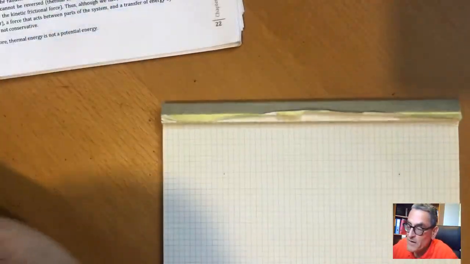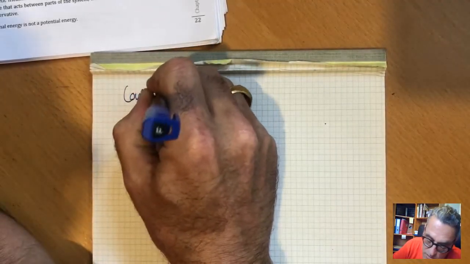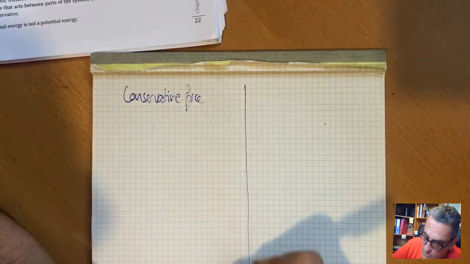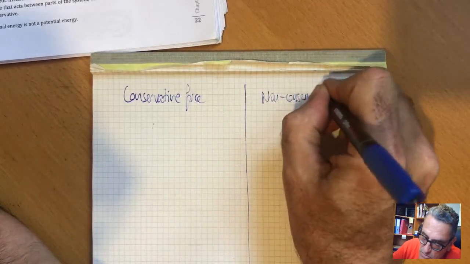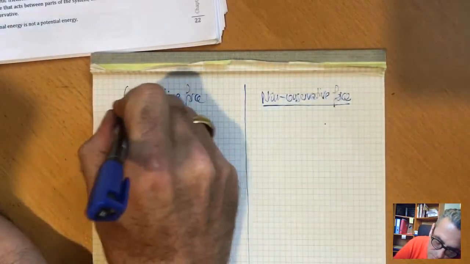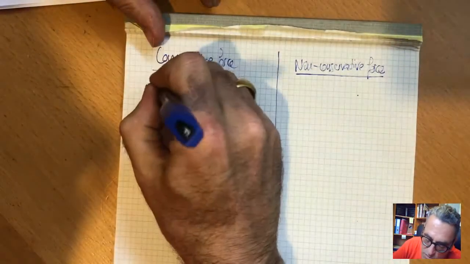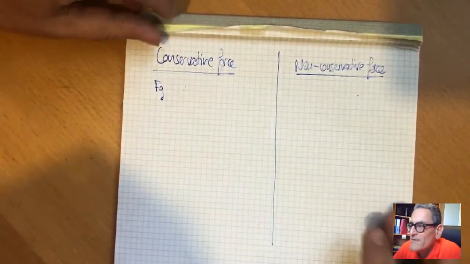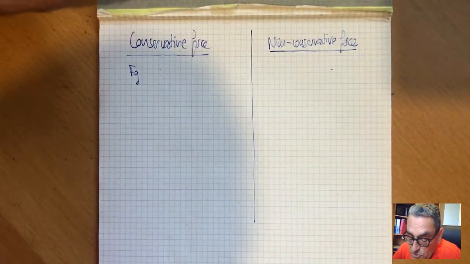But basically, let me give you an example of one conservative force and one example of a non-conservative force. A very nice example of a conservative force is the gravitational force. And if you want to speak very nicely, you can say that the gravitational field is a conservative field.